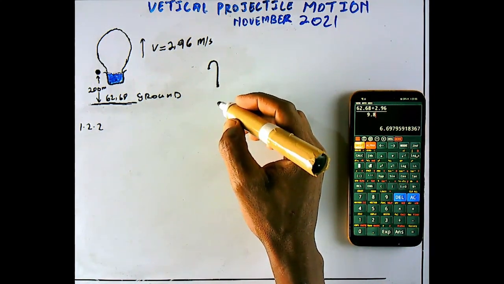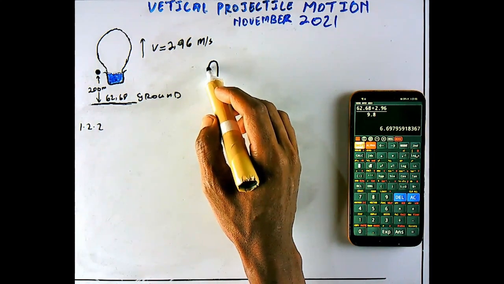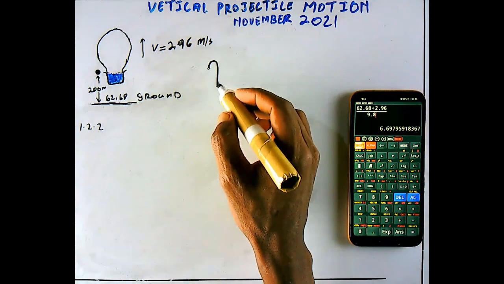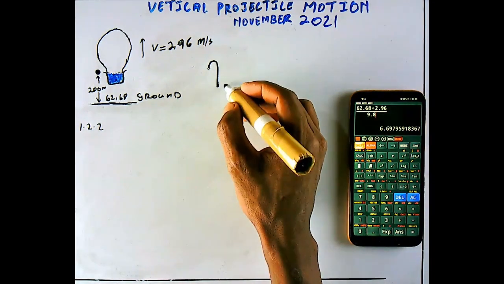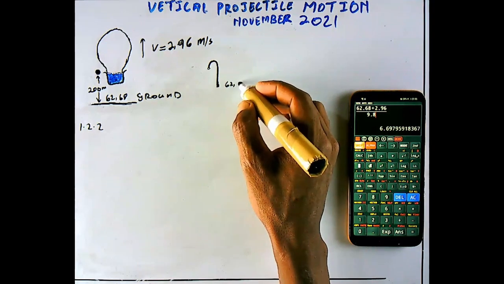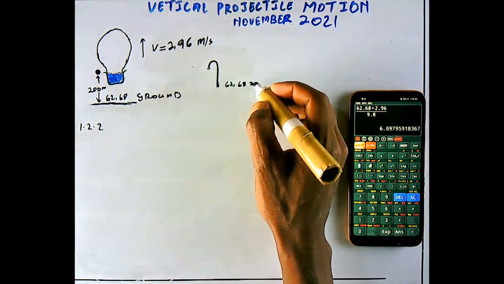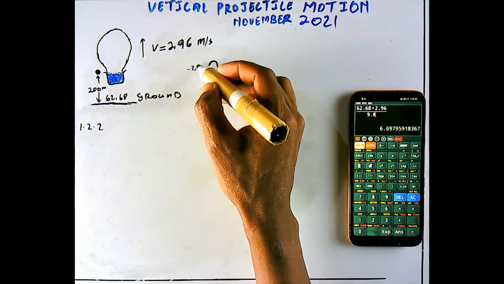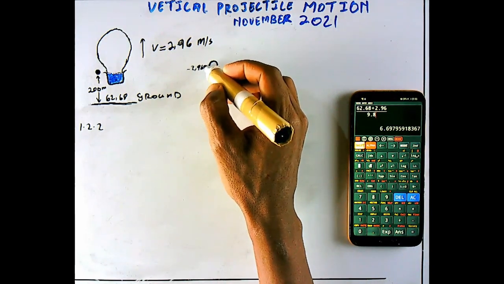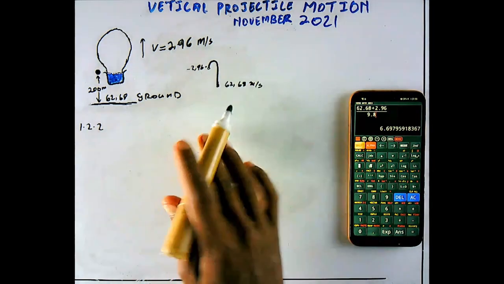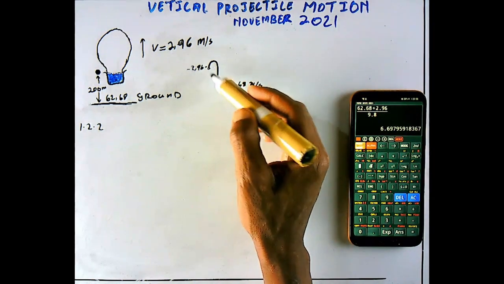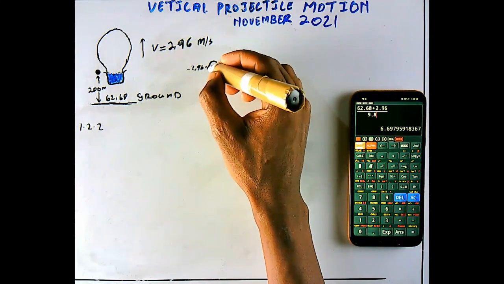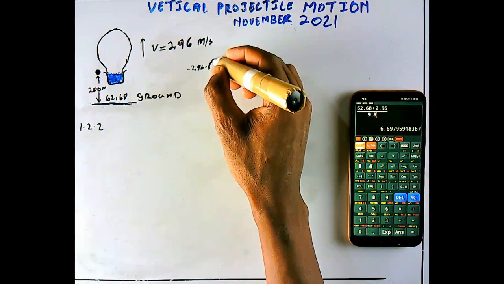So we have the initial velocity from here, which is negative 2.96, and then we have the final velocity here, which is 62.68 meters per second. Here it's negative 2.96 meters per second. So we have to calculate the time from here to here. I will calculate the time from here to maximum height.